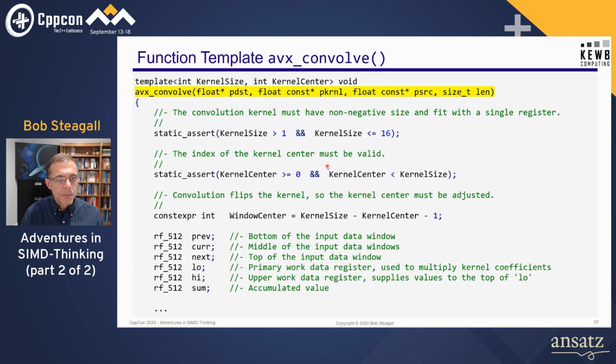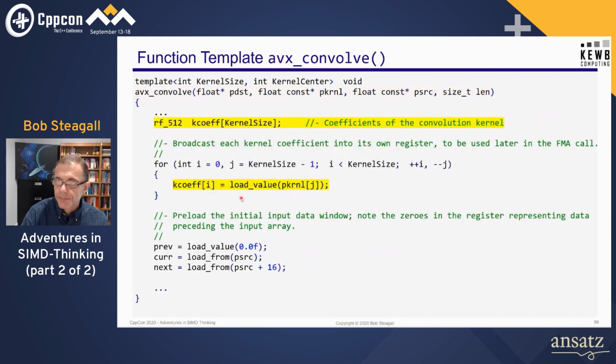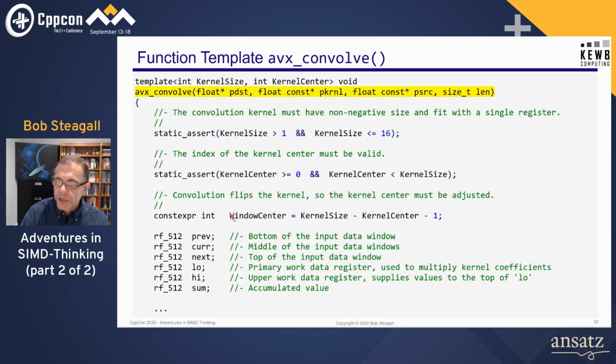Because I was using median of 7 on my previous slides, and I'm somewhat lazy, in the examples I'm going to give you, I'm assuming that our convolution kernel has 7 elements in it. Later on, when you see the tests that I run, you'll see that I ran tests for 3, 5, 7, 9, 11, 13, and 15 elements in the convolution kernel. So we validate that our kernel size is correct, we validate that the kernel center is reasonable, and we compute the window center based on the kernel center.